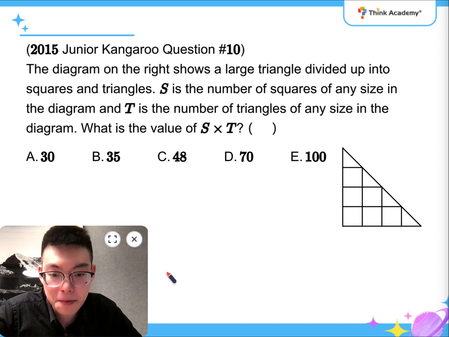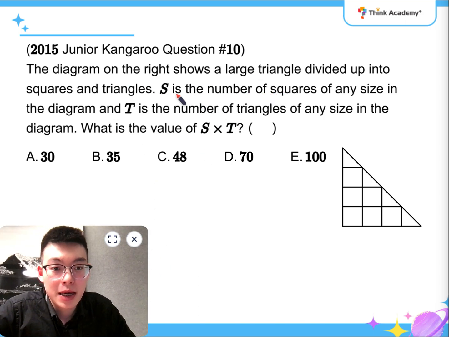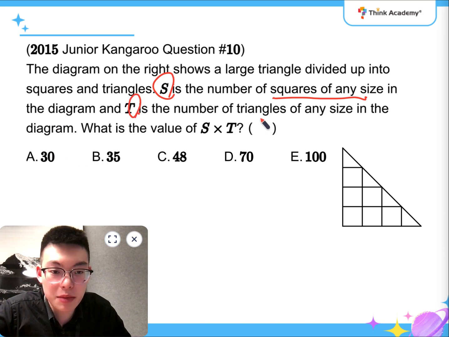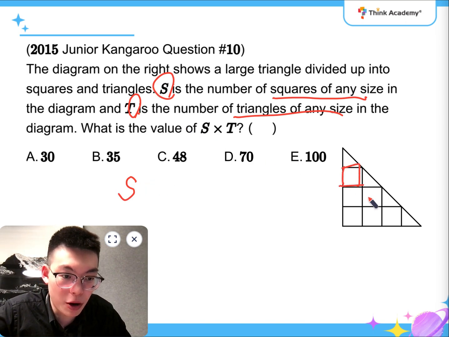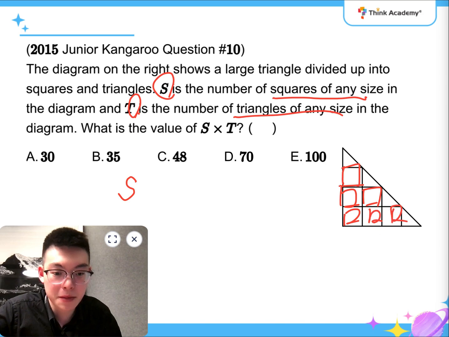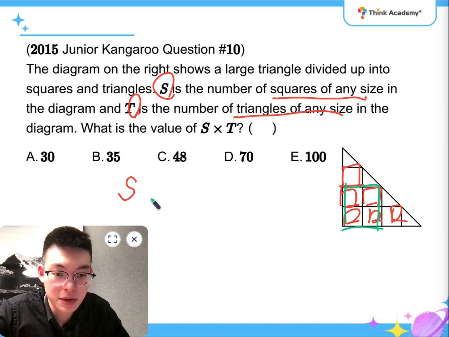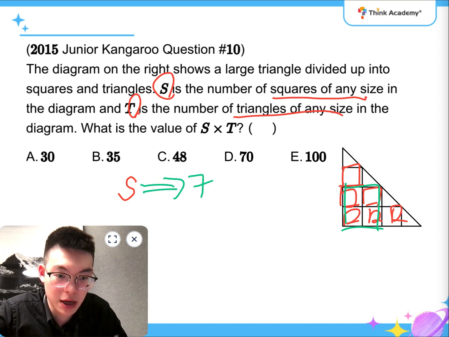Question number 10, counting shapes. S is the number of squares of any size. T is the number of triangles of any size. So first of all, we can try to count the number of squares. I have the 1 box squares, 1, 2, 3, 4, 5, 6. And then I have a 2 by 2 square there. So S is equal to 7.